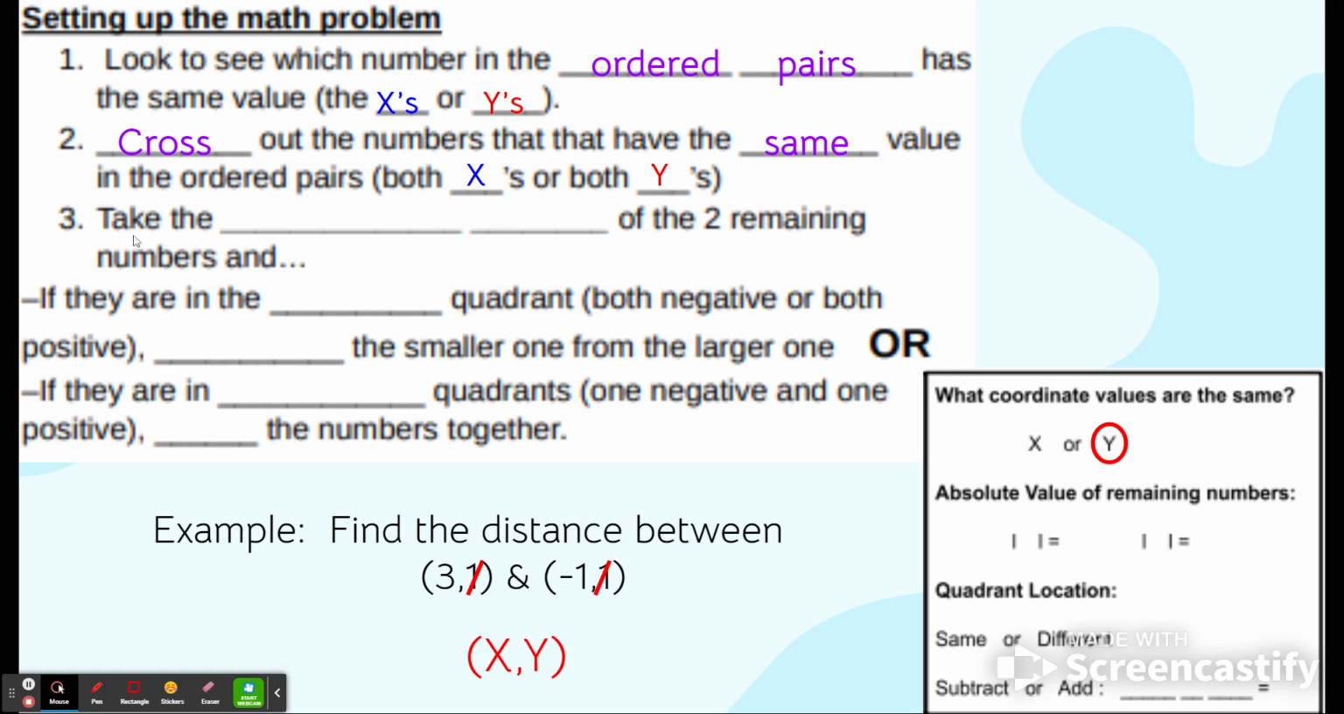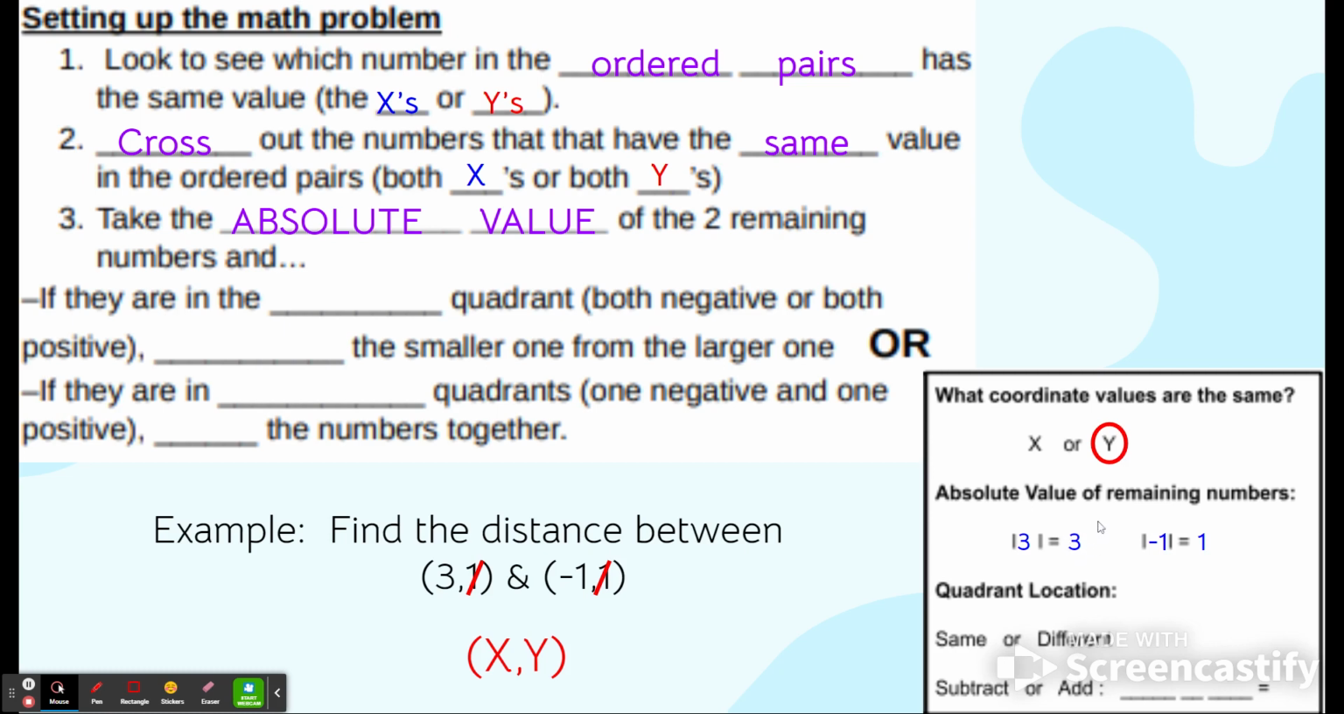Then you need to take the absolute value of the 2 remaining numbers. So the 2 numbers I have left are my X numbers, right? My 3 and my -1. And with absolute value, there is no negative, right? Because it's a distance. So the absolute value of 3 is super easy. It's just 3. And the absolute value of -1 is just 1, right? It's 1 spot from 0. And this is 3 spots from 0. It's a distance, so there's no negatives.